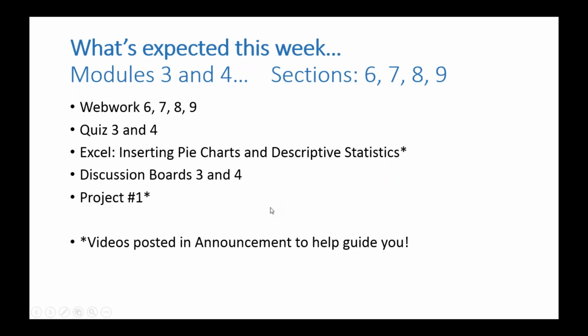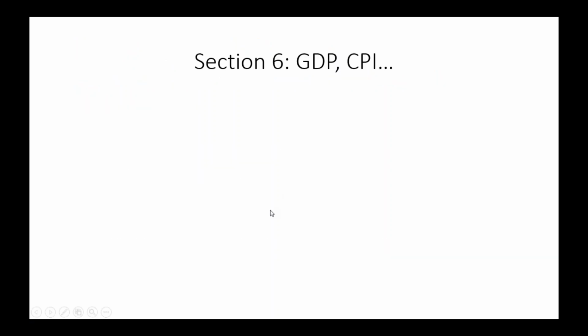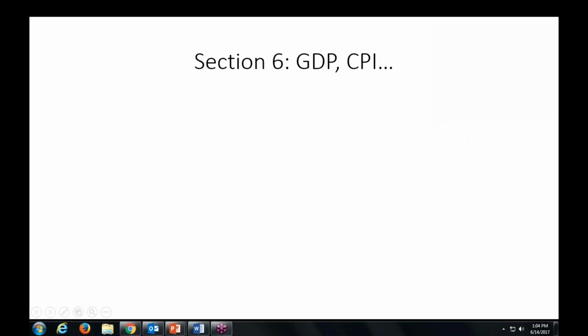All right, so let's see what we got here. Section 6 talks about the GDP and a little bit of CPI. So we get into some alphabet soup in Section 6. And really, neither one of these is difficult. It's an application section, but if you don't know what it is, that makes it difficult, right? So I want to talk about the GDP just in general.